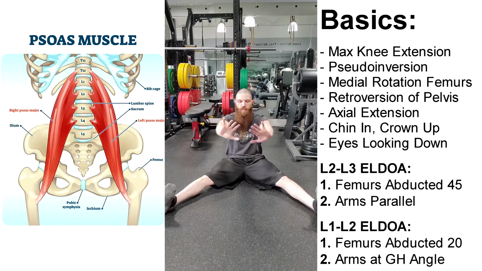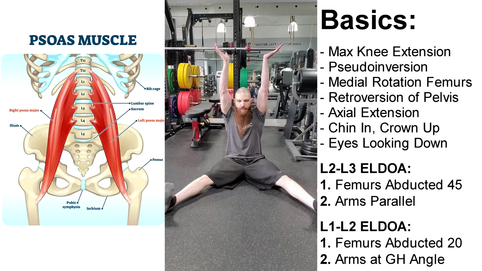maximum extension of elbow and wrist, maximum external rotation. You want to flex the arms to the level of the coronal plane, so biceps in line with the ear, and you're pressing up with the palms and up with the crown of the head. And that is the L2, L3 ELDOA.